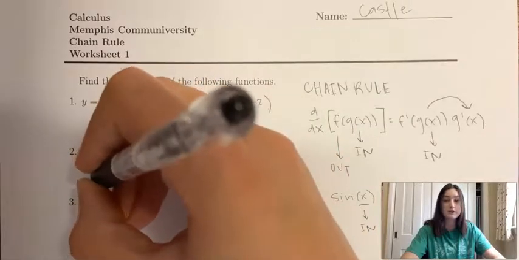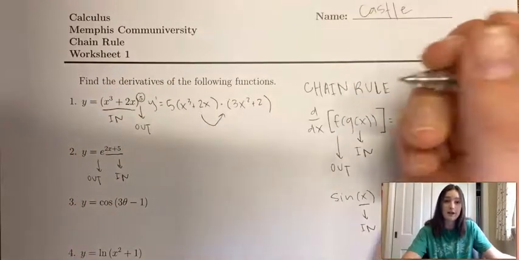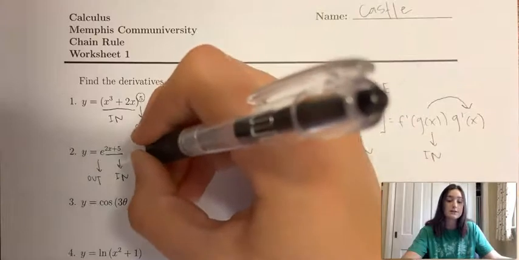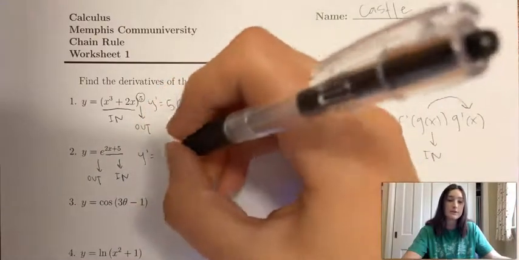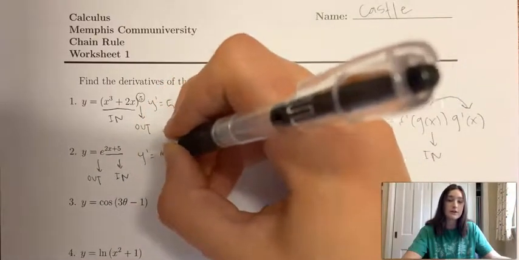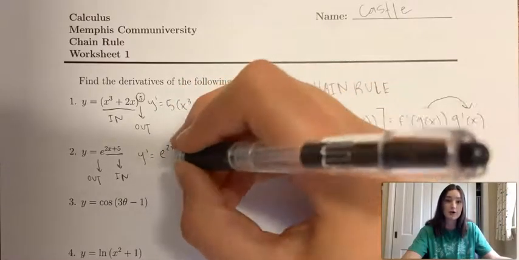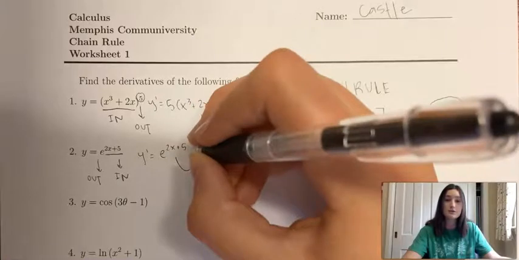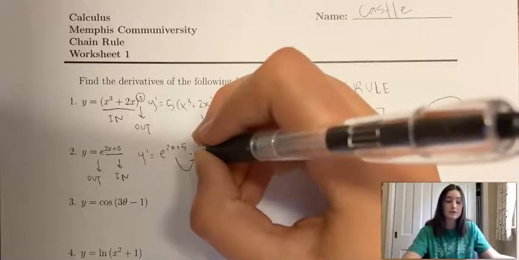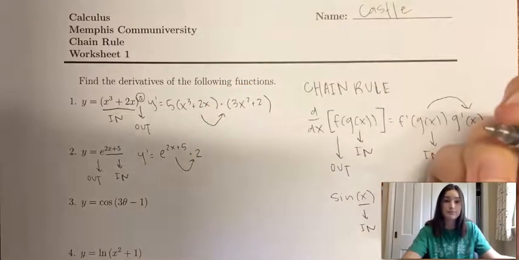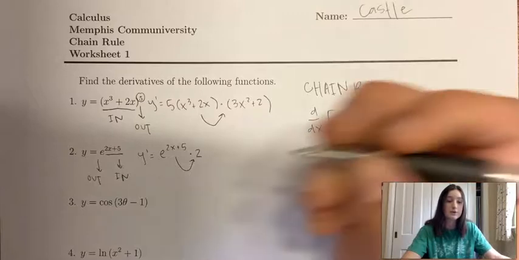The derivative of e to the x, you know, is just e to the x. So in this case, we're going to do y prime equals e, and then remember you keep that innermost function the same when you do the f prime. So you've got e to the 2x plus 5, and then you multiply by the derivative of that inside function. So here the derivative is just 2. Okay, so let's move on to number 3.